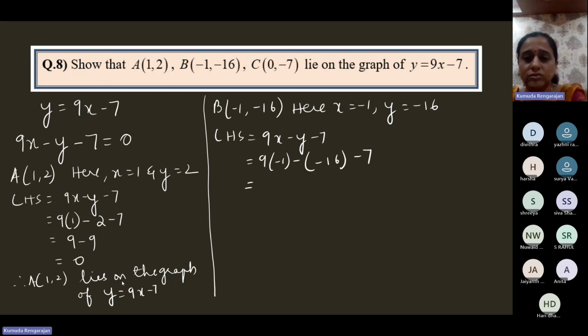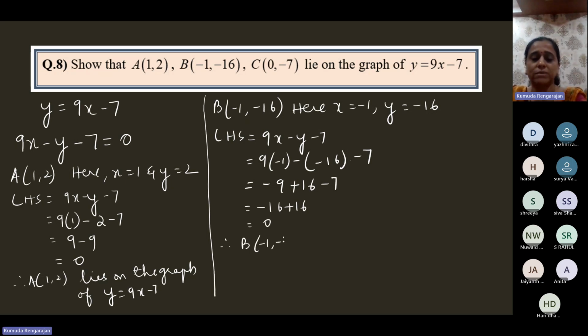Gotcha. 9 into minus 1 minus y, so minus 16 minus 7. So we have minus 9 plus 16 minus 7. Minus 16 plus 16 is 0. Therefore, B (minus 1, minus 16) lies on the graph of y is equal to 9x minus 7.